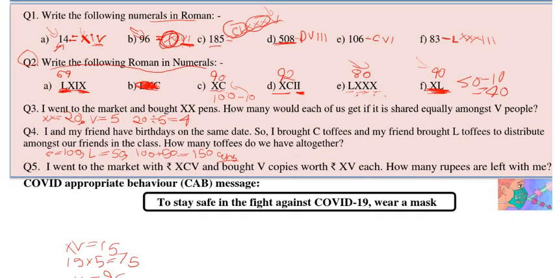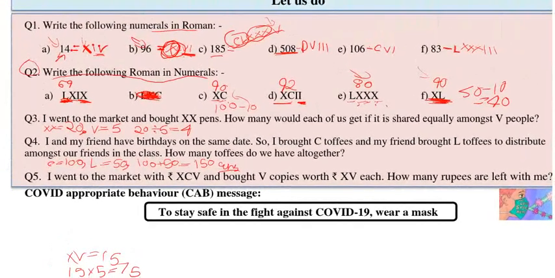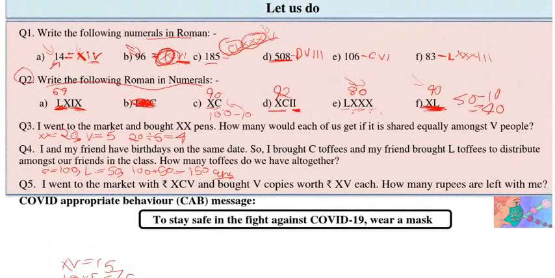Now here we have the next question, question number 3. I went to the market and bought X pens. How many would each of us get if it is shared equally amongst V people? Okay, so X pens is equal to 20, V is equal to 5. Now divide 20 by 5 so that you will get the answer. So each will get 4. Okay, divide 20 by 5, so that will give you 4. Each will get 4 pens.